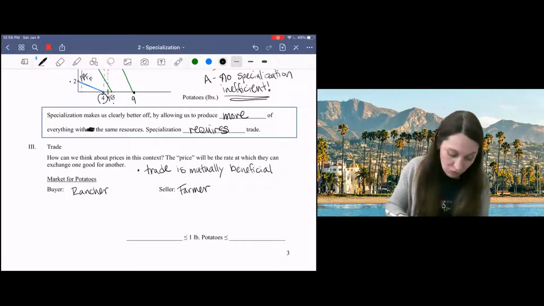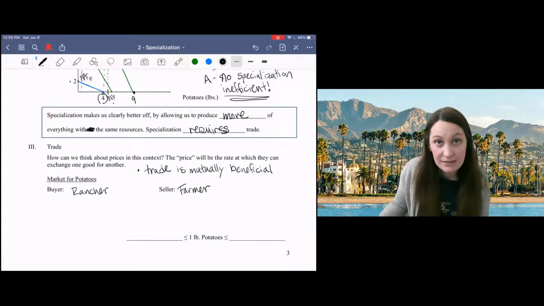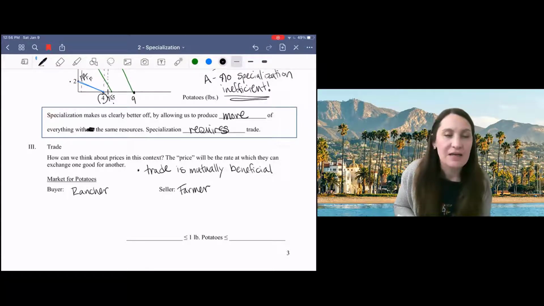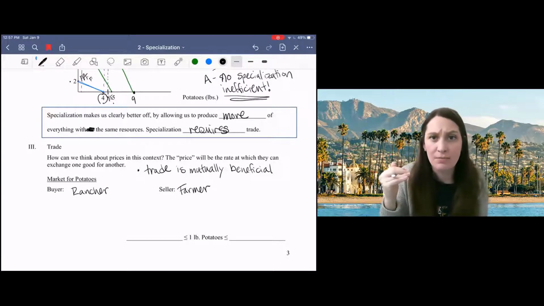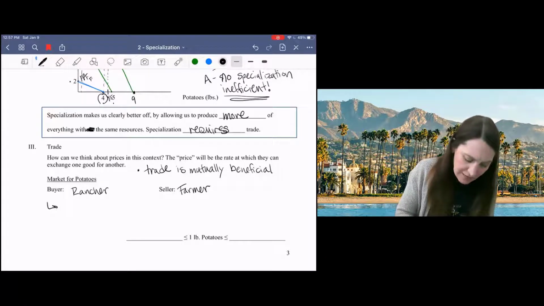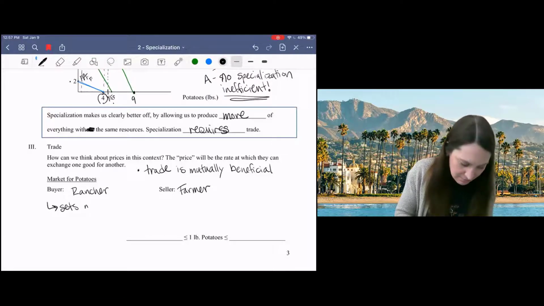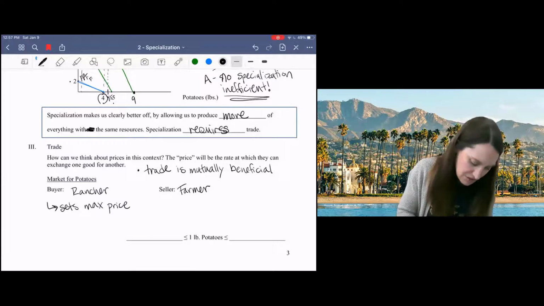All right, so how do the buyer and the seller help to set the prices? Well, as a buyer, you don't want to pay a lot of money for something. The cheaper, the better. In fact, there's some maximum amount that you would be willing to pay for something. So the buyer sets the maximum price in the market, which we sometimes refer to as the buyer's reservation price.